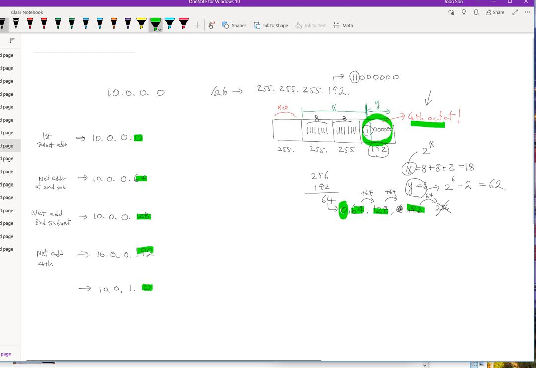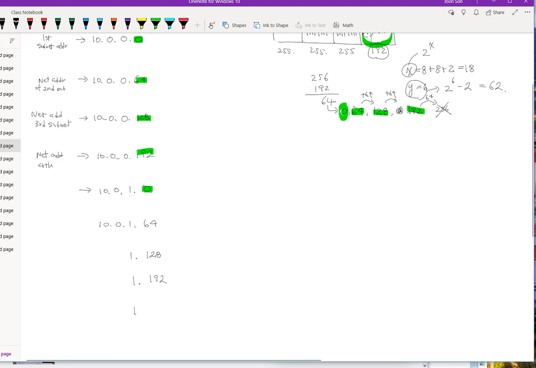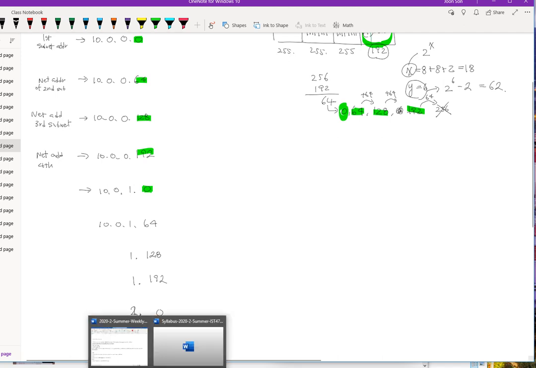And the next one is obviously what? 64. So it's going to be 10.0.1.64. And then I'll have a 1.128. And then I'll have a 1.192, right? And then I cannot have a 1.256, right? So now I have a 2: 2.0, and then 2.64, and just keep going, right?